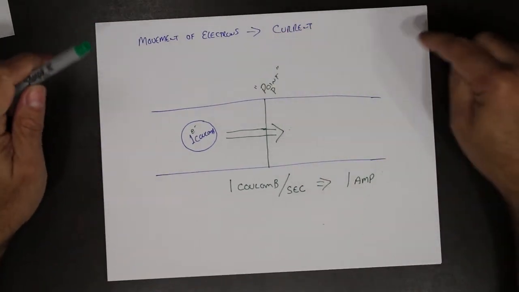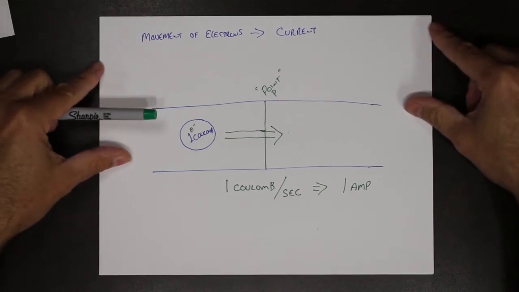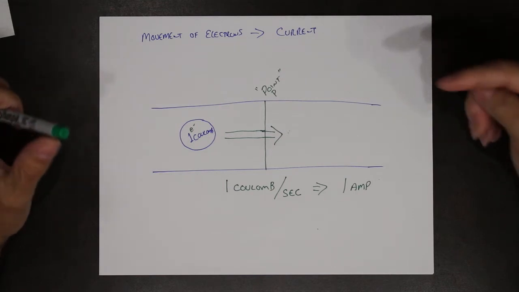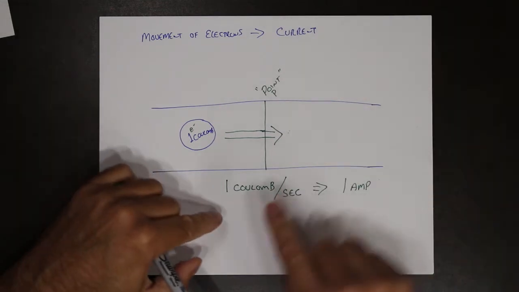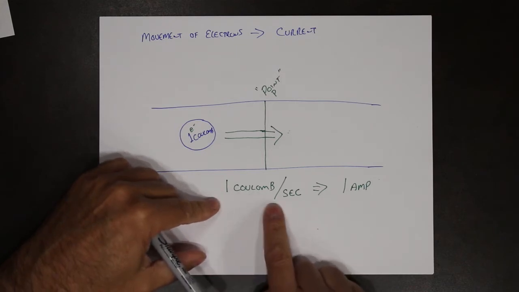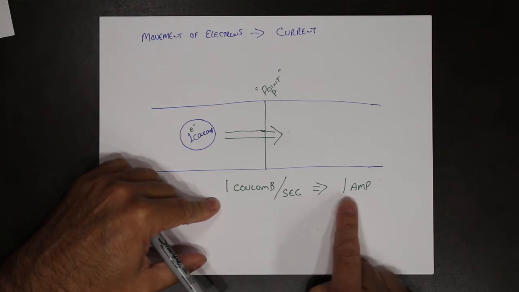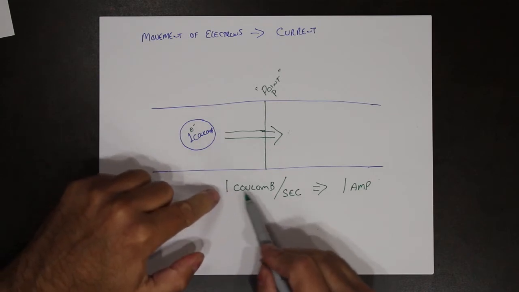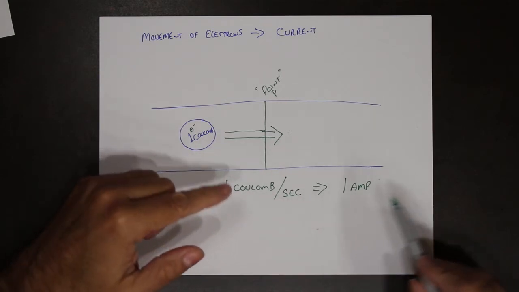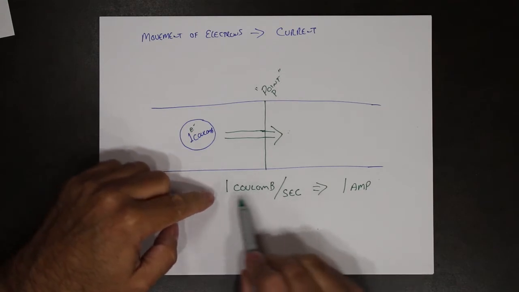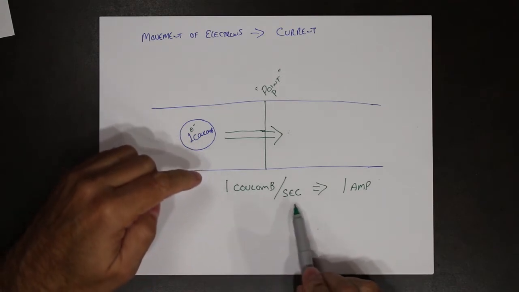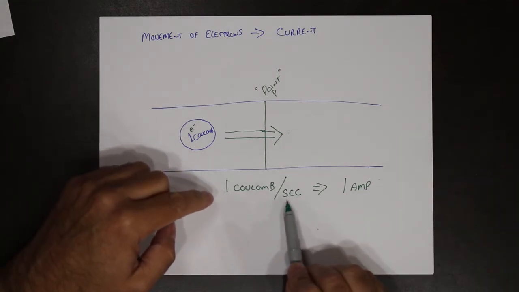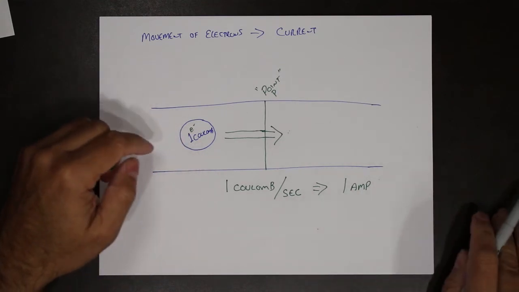So, our movement of electrons has a rate. They move at a particular rate. If I have 1 coulomb flowing per second, I have 1 amp of current. If I have 2 coulombs flowing per second, I have 2 amps. If I have 2 coulombs flowing over 2 seconds, I have 1 amp. If I have 0.5 coulomb flowing per second, I have 0.5 amp.